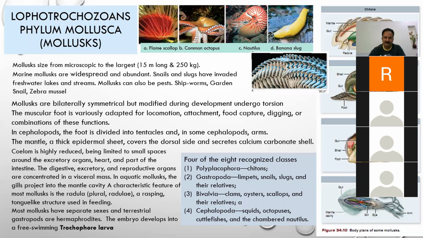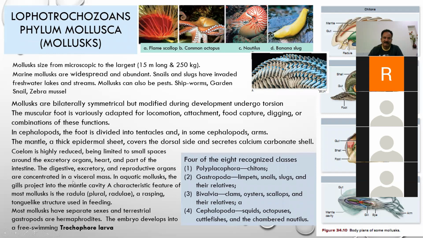These are coelomate animals, and coelomates have a body cavity. In most mollusks, the body cavity is highly reduced, and this coelom is only present around the visceral organs like the heart and excretory system. They have a tube-like digestive system. In these animals, the digestive, excretory, and reproductive organs are concentrated in a visceral mass.